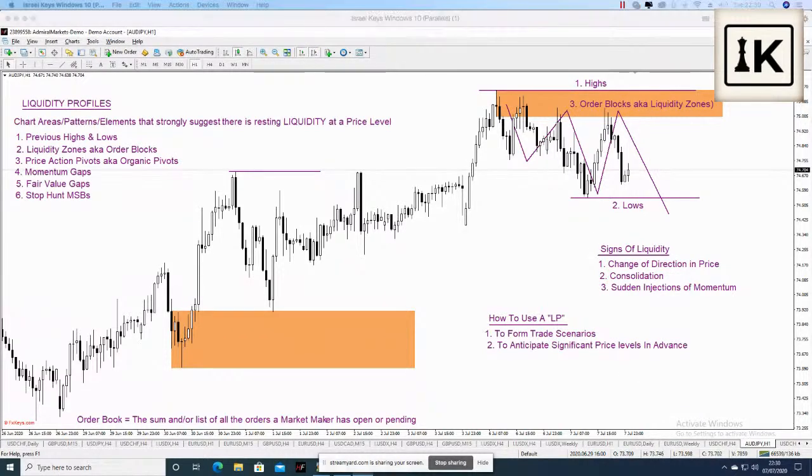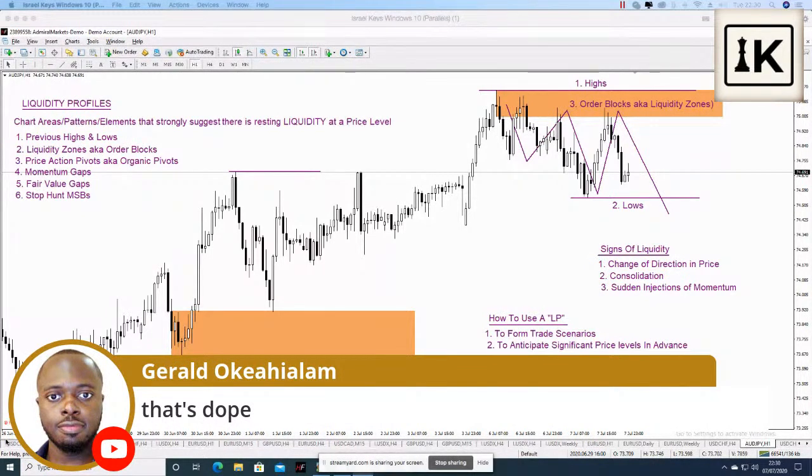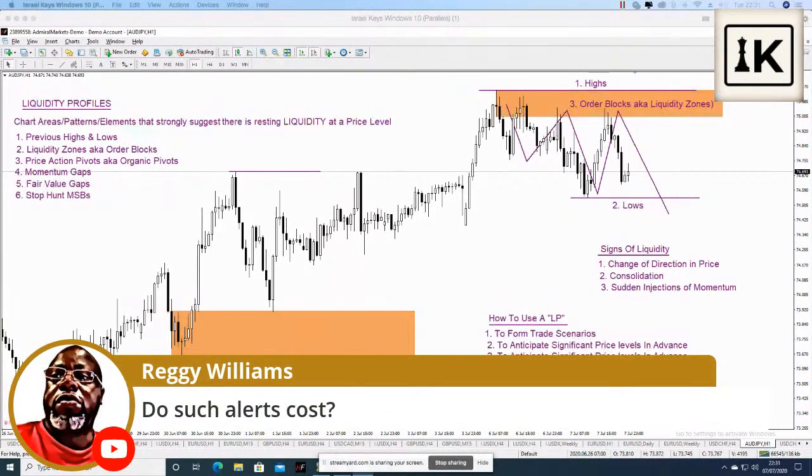Okay, so Natalia gets it now. Does anybody else get it now? Cool. So that's the second way you use liquidity profiles. The third way, nope, Reggie, alerts are free. They're absolutely free. I'll show you guys how to do it tomorrow in our closed session. Absolutely free.